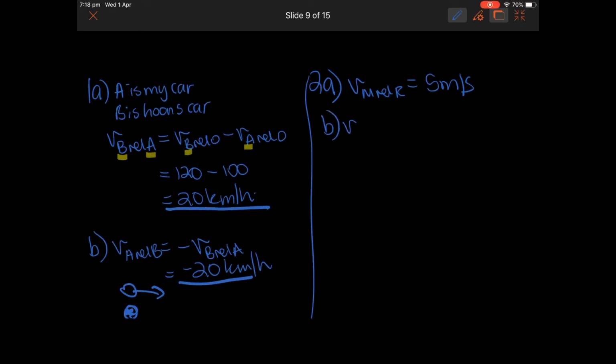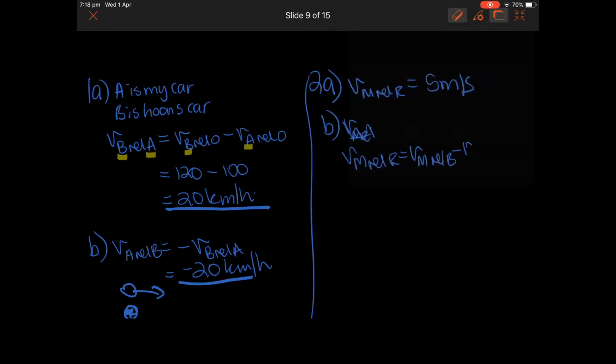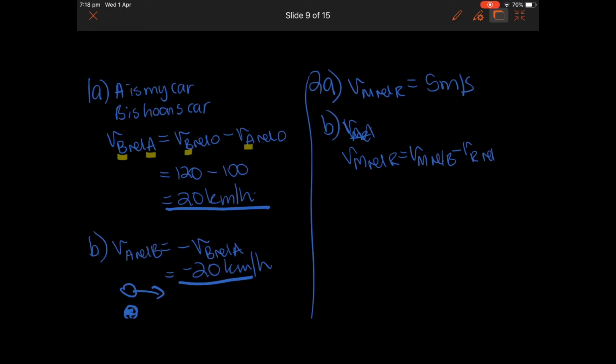We're looking for the velocity of Mel relative to the road. But we need to consider the common observer. And the common observer here is going to be the bus. So that's the velocity of Mel relative to the bus minus the velocity of the road relative to the bus. Just like before, you notice here we've got M and R, and M and R, and then our common observers.